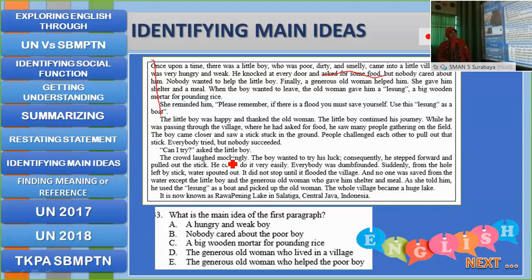So, what do you think, C, D, and E? Do you think that the information is not stated in the text? Yes, it is, but they are just the supporting details, not the main idea. So the answer is hungry and a weak boy. Next.